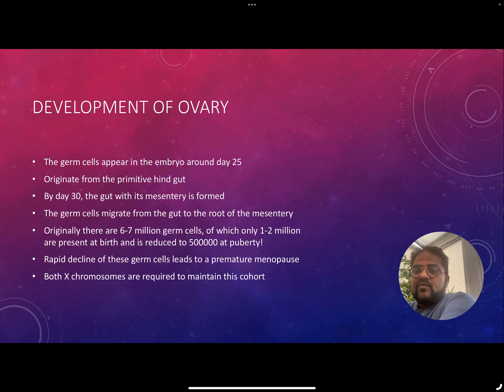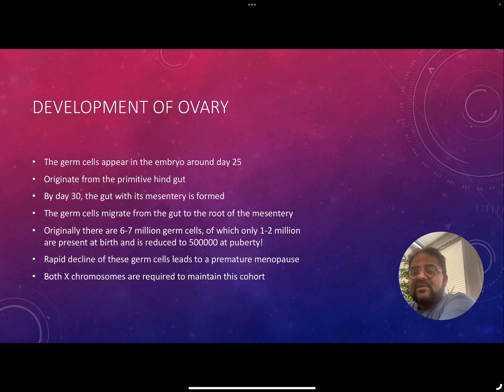So development of the ovary, the germ cells, they appear in the embryo around day 25 and they originate from the primitive hindgut. Now by day 30, the gut with its mesentery is formed and the germ cells will migrate from the gut to the root of the mesentery. We have got some illustrations on further slides, so when you look at them and listen to this again, it will make more sense.